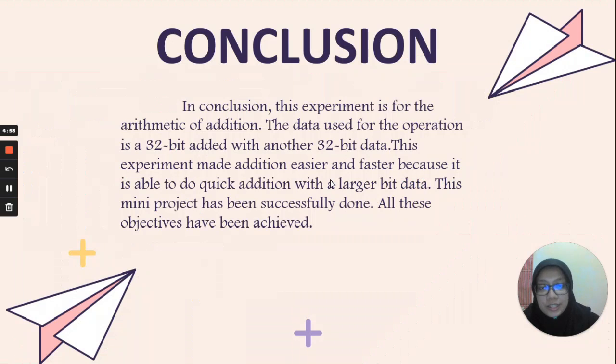As for the conclusion, it can be concluded that this experiment is for the arithmetic of addition. The data used for the operation is a 32-bit data added with another 32-bit data. The first data is ABCDEF12, added with data 4567EEFF. This experiment made addition easier and faster because it is able to do quick addition with larger bit data. This mini project has been successfully done. All these objectives have been achieved.